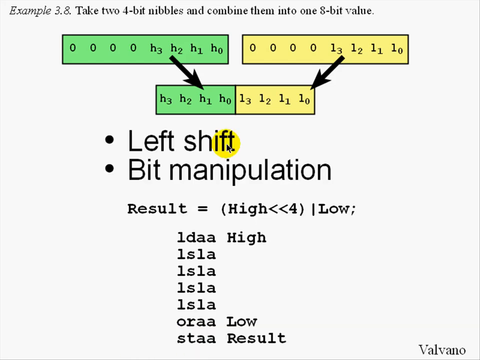In summary, the left shift moved bits to the left, and we use the shift and the OR instruction to cause bit manipulation. When we want to move bits to the left, we shift them to the left. If we wanted to move them to the right, we could shift them to the right. And we could use the OR to combine two components into one result.